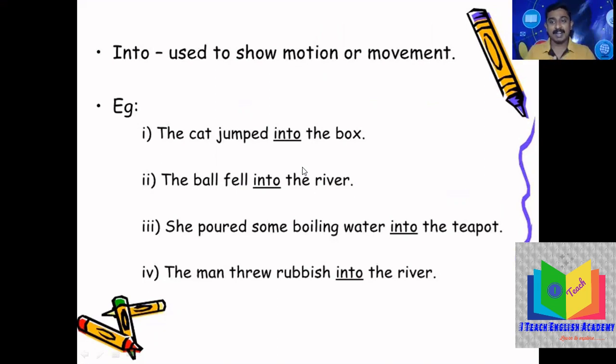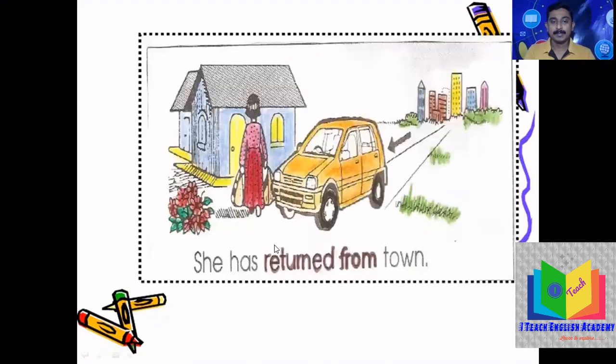The cat is in the well, you can say, because the cat is staying in the well. Whereas when I say the cat jumped into the well, what does it mean? It shows the movement. The cat jumped into the box. The ball fell into the river. She poured some boiling water into the teapot. The man threw rubbish into the river. It all shows movement. She has returned from town. From shows a direction or a movement.